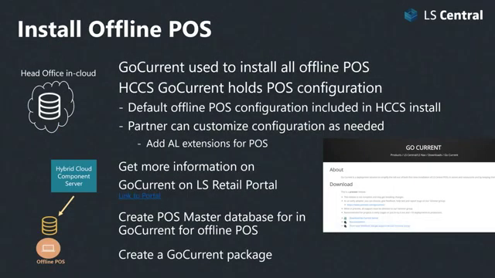And here's a very critical thing and part of the simplicity and the standardization of our solution: to use GoCurrent to install all offline POS. We have a default offline POS configuration included in the package, and it's provided with the standard install. However, partners can customize configurations, for example, have different setups for different POS. They can add their own AL extensions and so on.